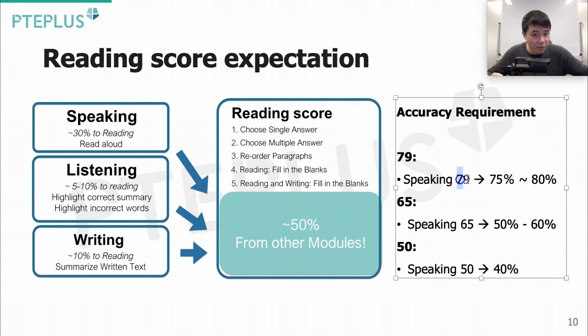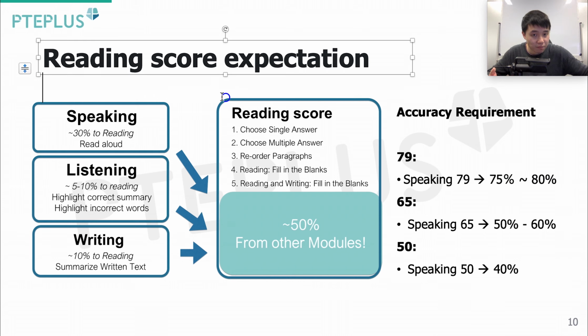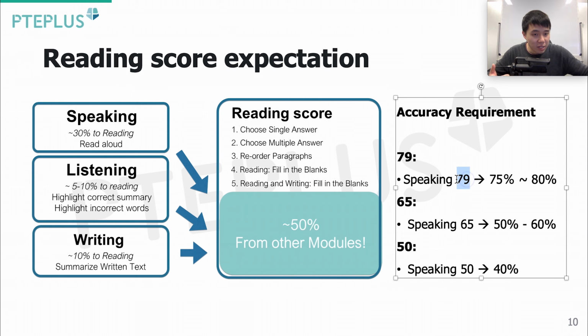And if you're aiming for 79, given that you've achieved 79 in speaking, then you should only be looking at about 75% accuracy in the reading questions. So basically, the more speaking score you've got, the less accuracy is required for your reading section. Okay? Sounds simple.